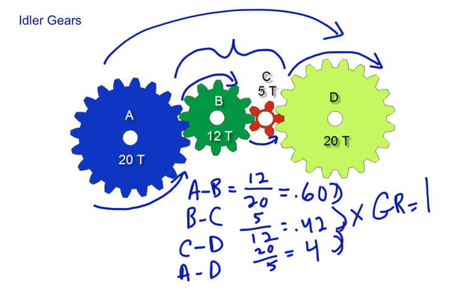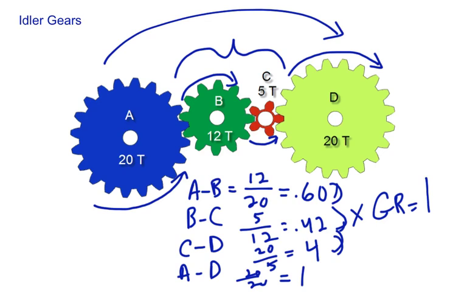Which is really interesting, because what if I just took the idler gears out and I just attached A to D? Well, they both have 20 teeth, so it would be 20 over 20, and the gear ratio would be 1. So what point did the idler gears serve for us? In fact, they did nothing. Idler gears don't do anything for the overall gear ratio of the system. Why would you put them in there then?